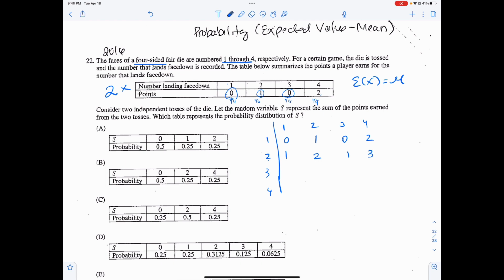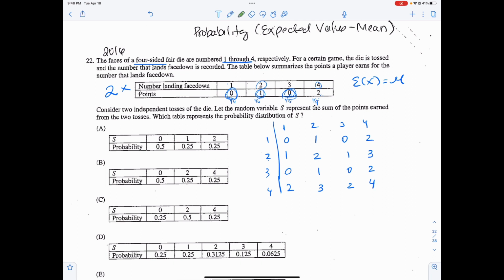Then I keep going. A 3 and a 1 is 0. A 3 and a 2 is 1. A 3 and a 3 is 0. And then a 3 and a 4 is 2. A 4 and a 1 is 2. A 4 and a 2 is 2 plus 1, which is 3. A 4 and a 3 is 2. And finally, a 4 and a 4 is 2 plus 2, which is 4.